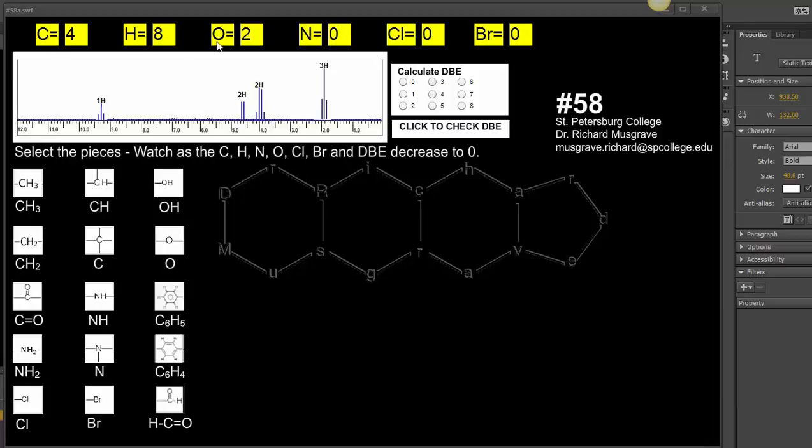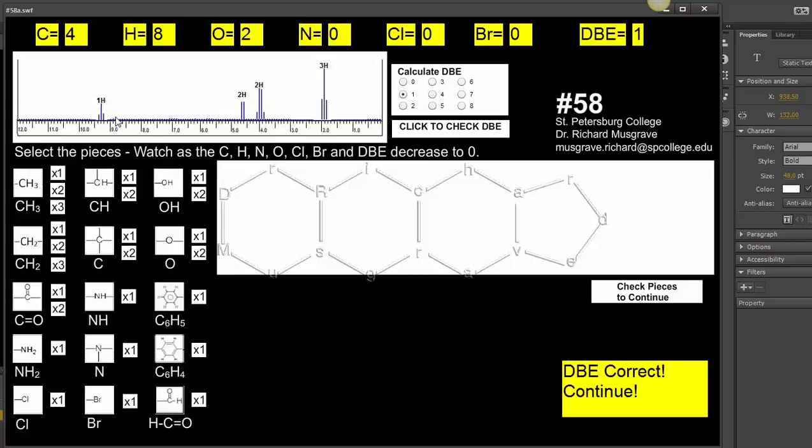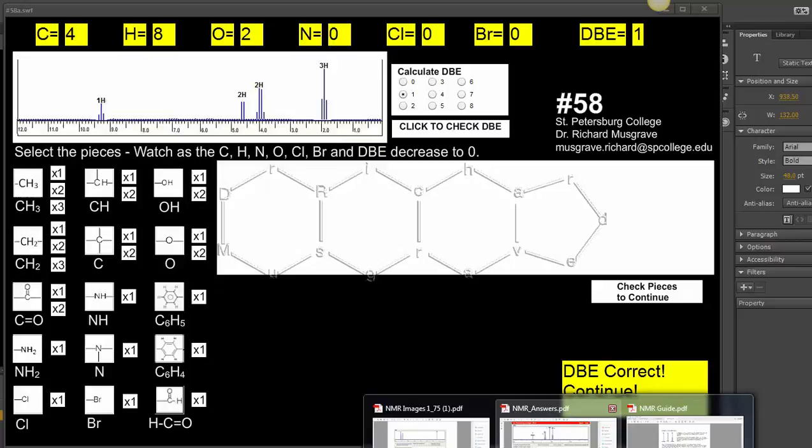This one is C4H8O2. It has one double bond equivalent. Looking at the groupings, we see a 1H in the 9 to 10 region. It's a triple peak. That's fairly likely to be an aldehyde type grouping.